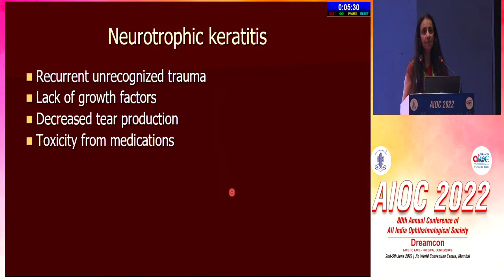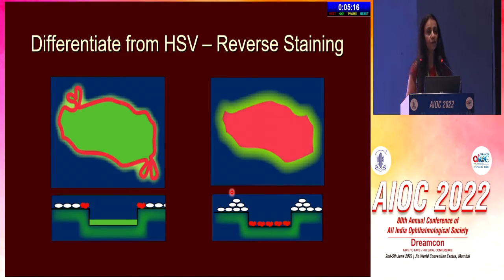But why do you get these ulcers? Because patients don't have any sensation in their eye. They're rubbing their eye, they don't realize it. When something flies into their eye, they don't produce tears to wash it out of their eye. They don't have growth factors that are coming in from the tear film, so they cannot heal epithelial defects, and that causes a neurotrophic ulcer.